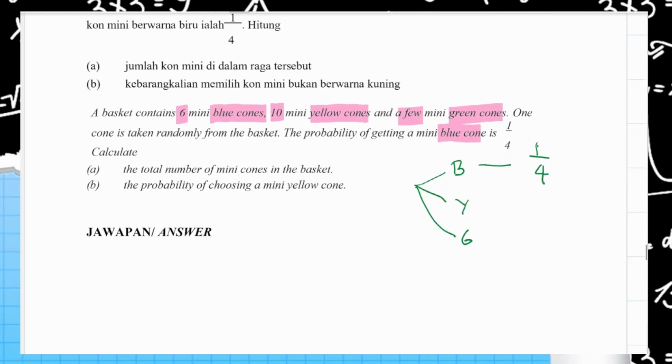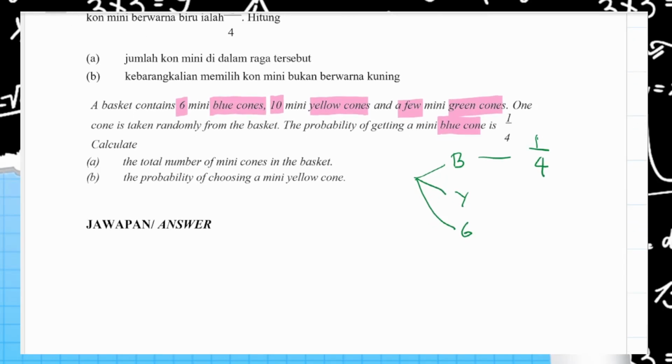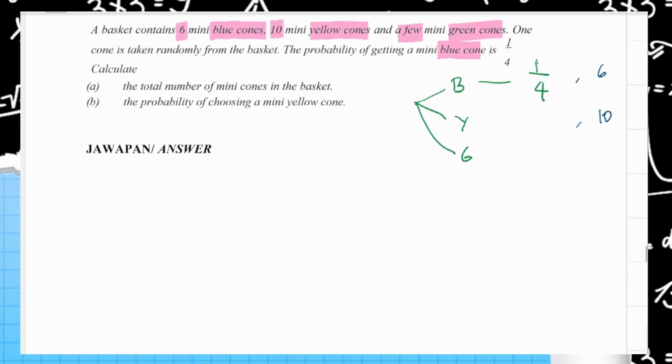1/4 is the probability, and then the total number for blue is 6, right? For yellow, the total number is 10. And for green we don't know anything, there is no information, right? So question A asks: calculate the total number of mini cones in the basket.